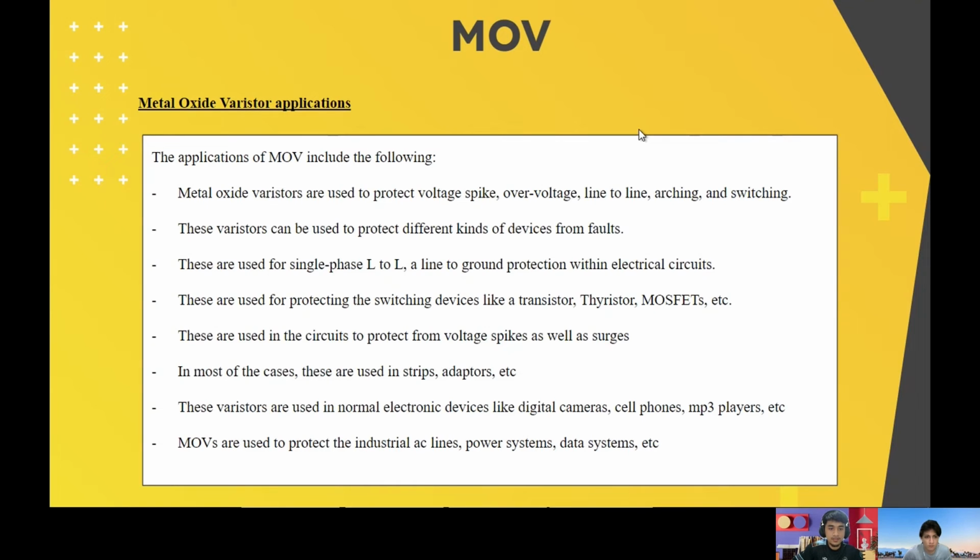Next, these are used in circuits to protect from voltage spikes. In most cases, they are used in strap, adapter and other examples. Then these varistors are used in normal electronic devices like digital cameras, cell phones and MP3 players. And lastly, for this application, MOVs are used to protect industrial AC lines, power systems, data systems and others. Okay, that's all for MOV explanation.